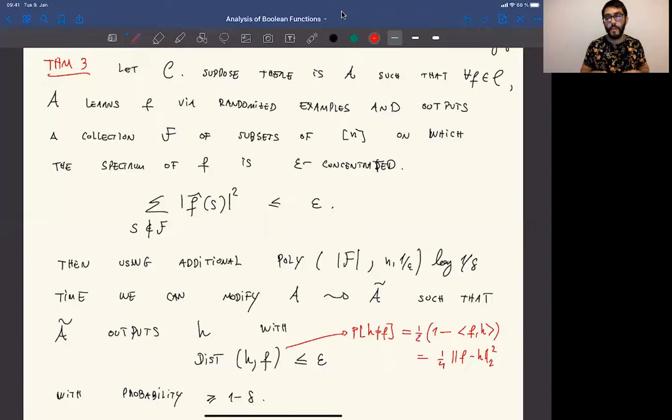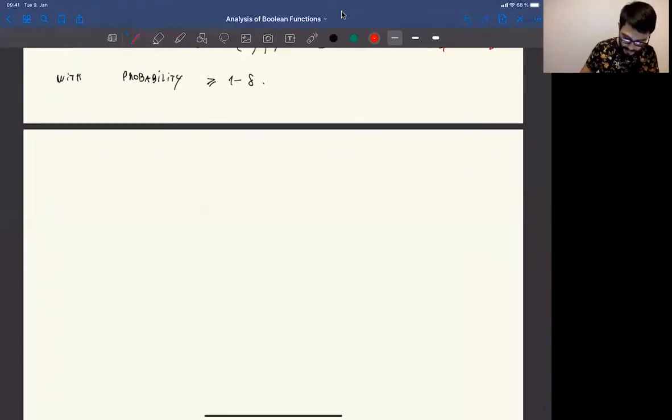So it bounds the probability of H being different. So it's some H which is pretty close to f, and it produces that H with probability, I mean, this inequality holds with probability 1 minus delta. Or you can also think of it as producing an H which satisfies that with probability 1 minus delta. It's the same thing. Oh, proof.